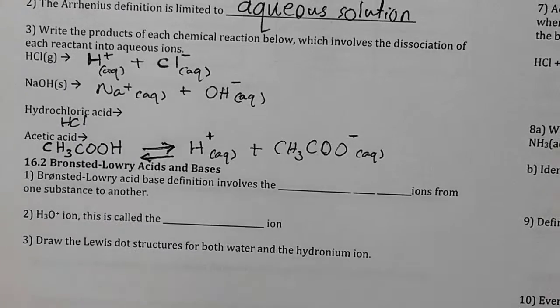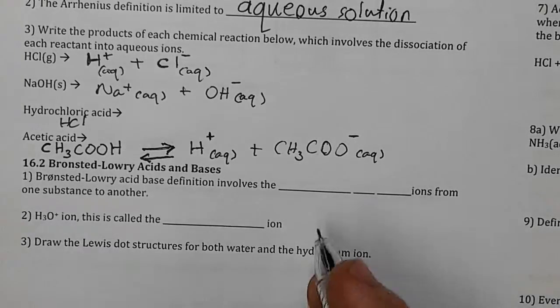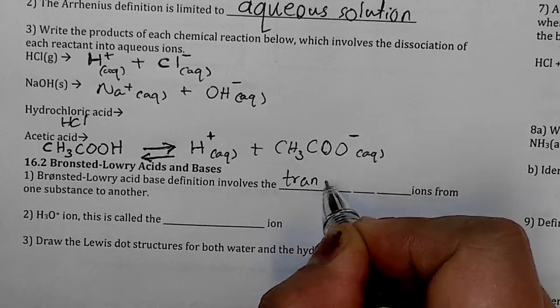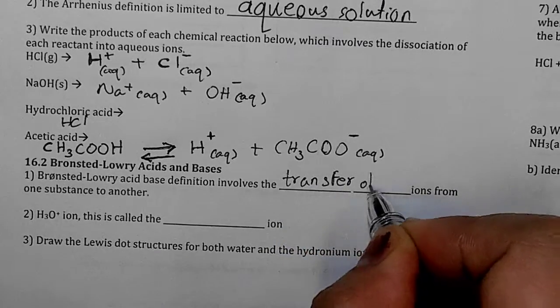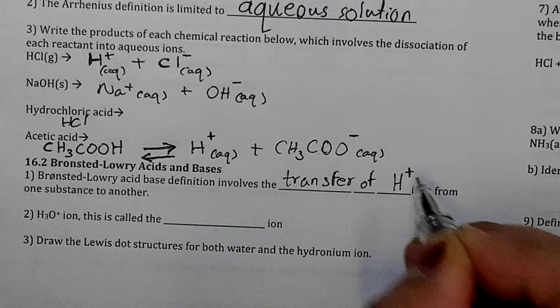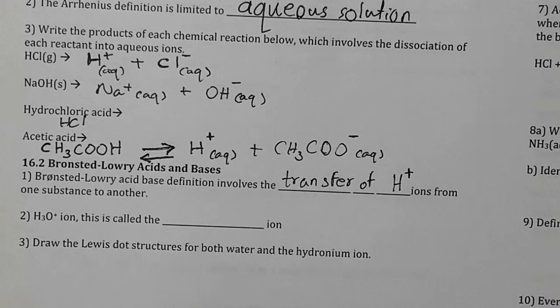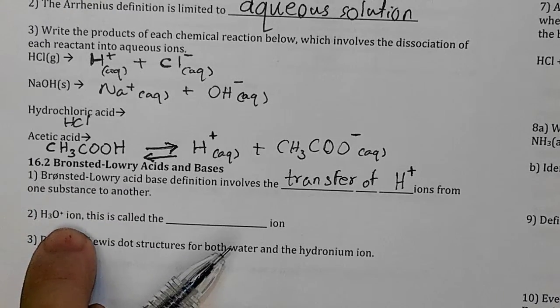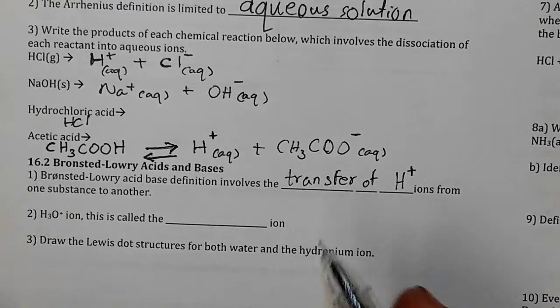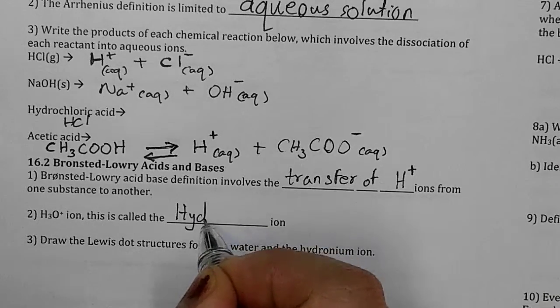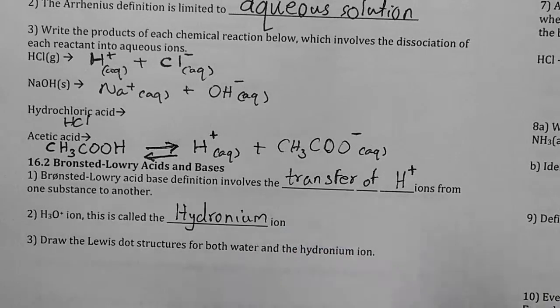All right. Brønsted-Lowry acid and base definition. So what does Brønsted-Lowry talk about? He talks about transfer of H plus ion from one substance to another. So this definition focuses on the H plus. Now another way to write H plus ion is H3O plus. Sometimes you will see that, it's called hydronium. Hydronium ion. So sometimes they will write it as H3O plus.